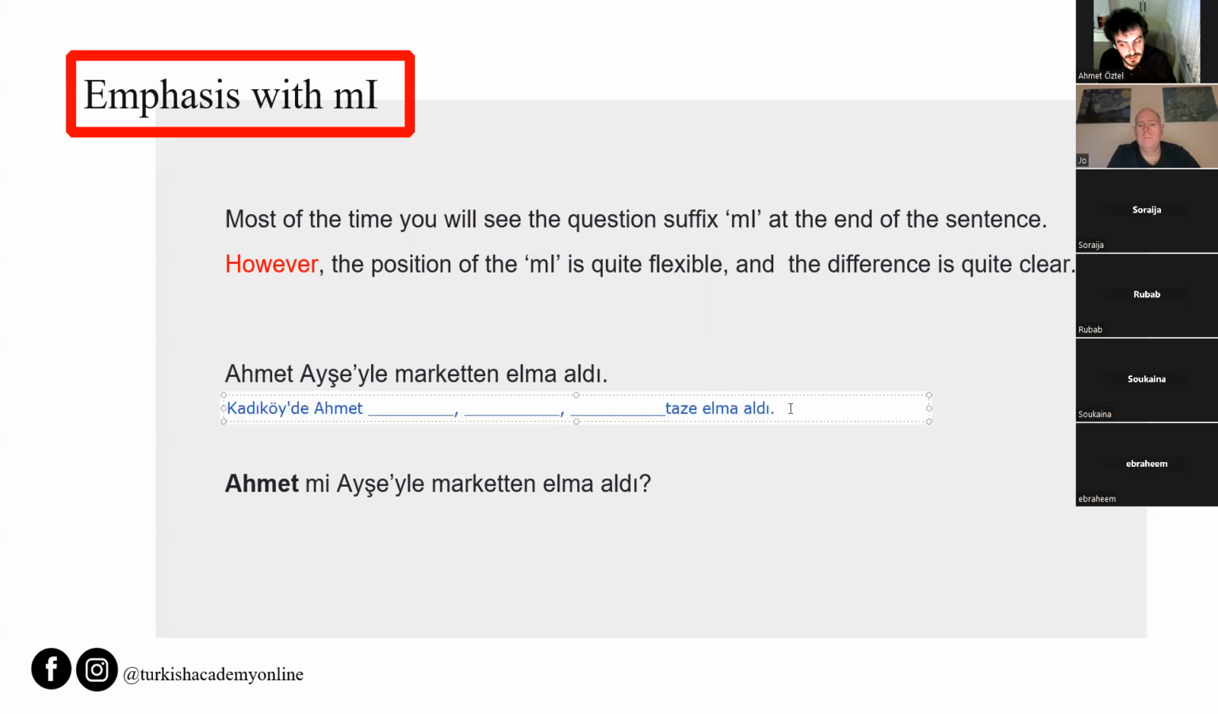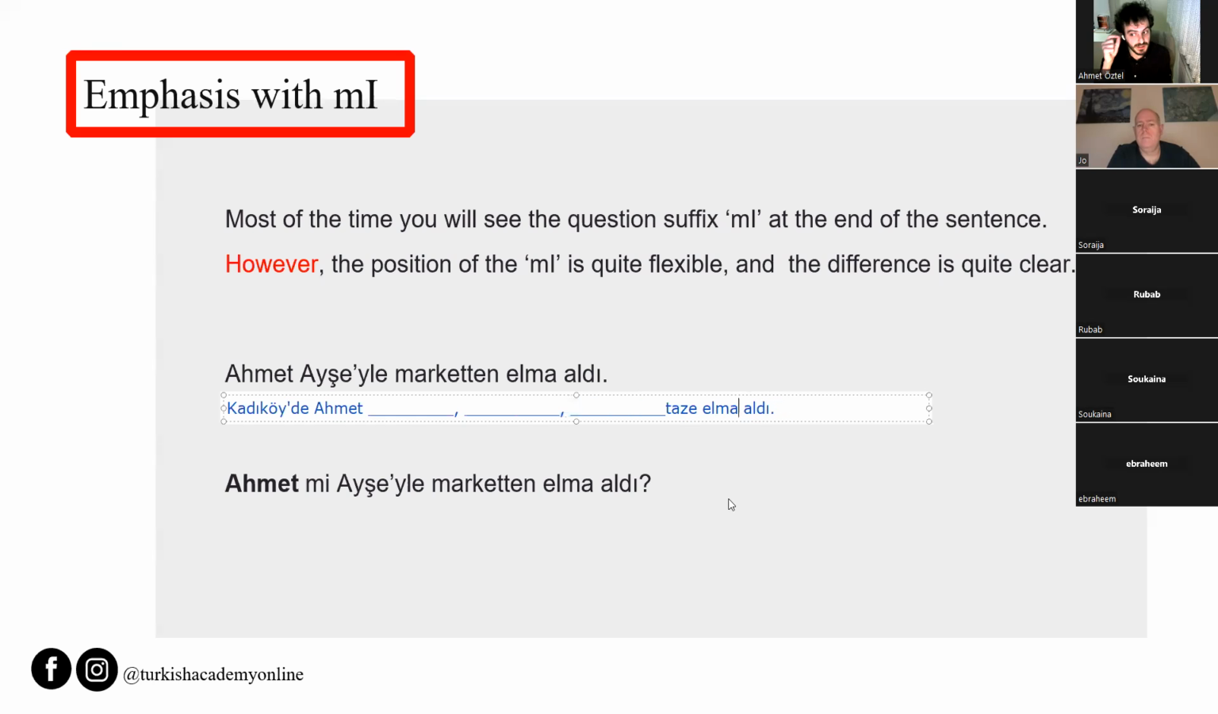Yes, it's quite flexible, except anything that you put right before the verb would be your emphasis again. So over here, what we are buying is elma. But if I want to say marketten aldı, if I put this marketten information right before my verb, what I'm focusing on is marketten. But with all the other options, when you put marketten over here or over here or over here, it's going to be the same.